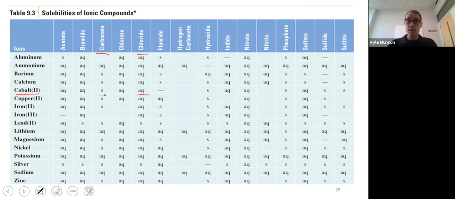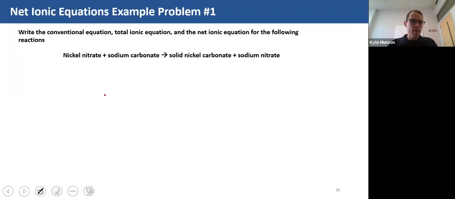So let's do an example problem together. We need to write the conventional equation, total ionic equation, and the net ionic equation for the following reactions. Okay, so we have nickel 2 nitrate, or nickel nitrate, plus sodium carbonate gives me solid nickel carbonate and sodium nitrate. Okay, so I'm just going to write the conventional equation on the top.